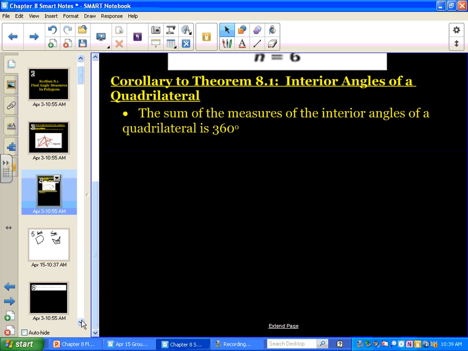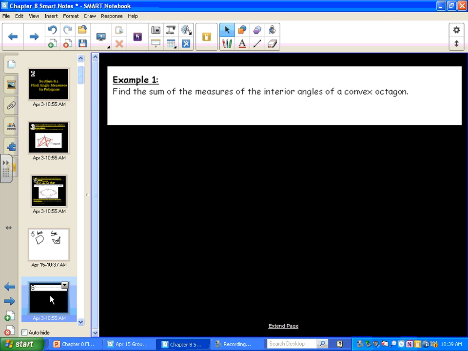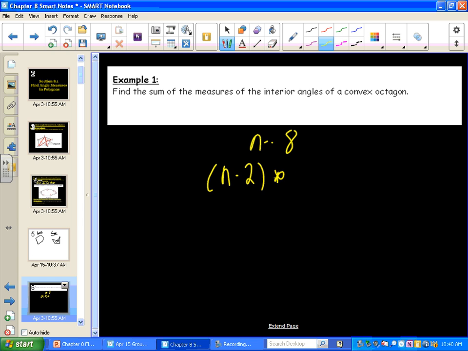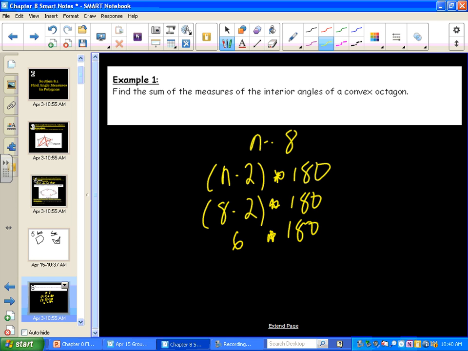So looking at example 1. Find the sum of the measures of the interior angles of a convex octagon. How many sides does an octagon have? 8. So our n is 8. We use the theorem n minus 2 times 180. Substitute 8 in for n. 8 minus 2 times 180. That's 6 times 180, that's 1,080 degrees.